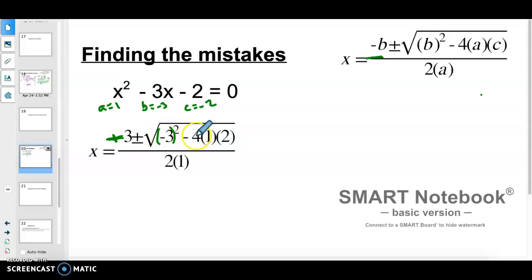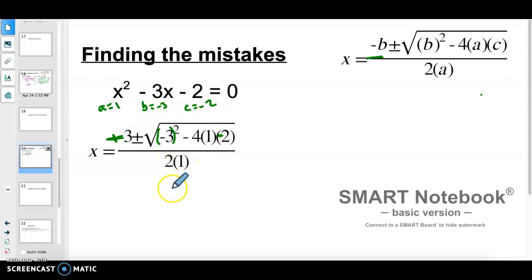And then we have -4 times a, which is 1, and c, so it looks like when they figured out their c, they forgot that this minus stays with the 2, so make sure you do -2. And then all over 2a, so 2 times 1. So those are some common mistakes I see when people do the quadratic formula.